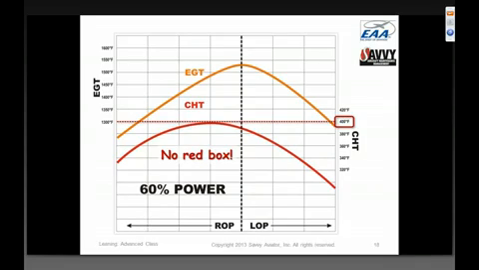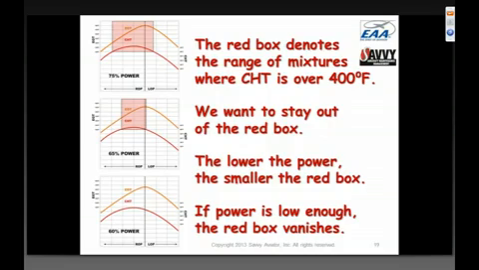So we've got this red box that we need to stay out of, whose width is a function of how much power we're running. High power, it's wide. Lower power, it's narrow. Low enough power, it actually disappears altogether. So the red box denotes the range of mixtures where cylinder head temperature is over 400 degrees Fahrenheit. We want to stay out of it. The lower the power setting we're running, the smaller the red box. If the power setting is low enough, the red box vanishes. Pretty simple concept.